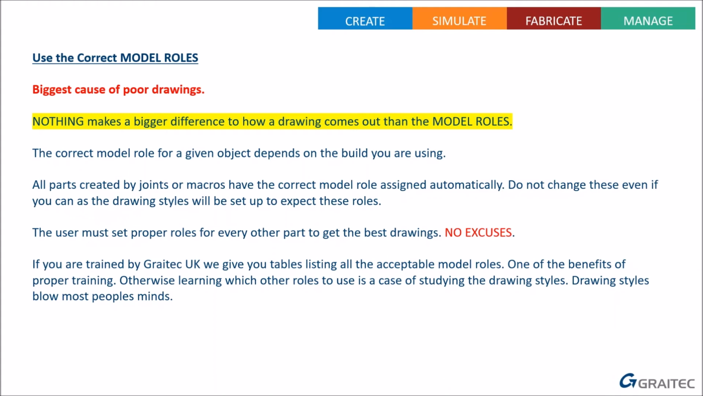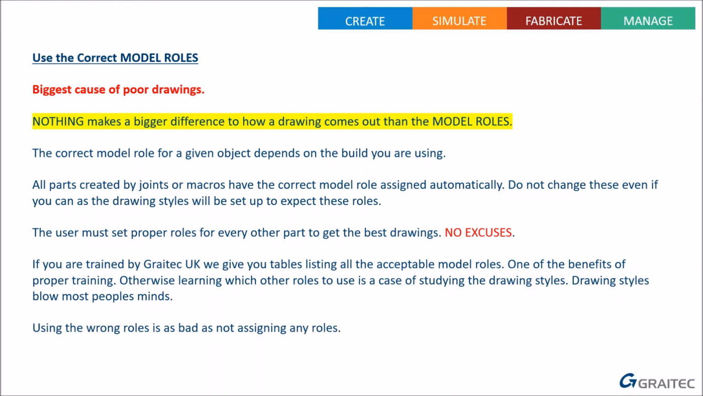If you haven't been trained by us, or you haven't got a table of the acceptable model roles, then the only way you can find out what the right model roles are is to reverse engineer the drawing styles. And anyone who's ever looked at the drawing styles will know they blow your mind most of the time. So to reverse engineer them is going to take quite a lot of knowledge and understanding to see which ones are useful. So don't try and be trained on your own or self-taught. One of the benefits of having proper training is that we can tell you this sort of information.